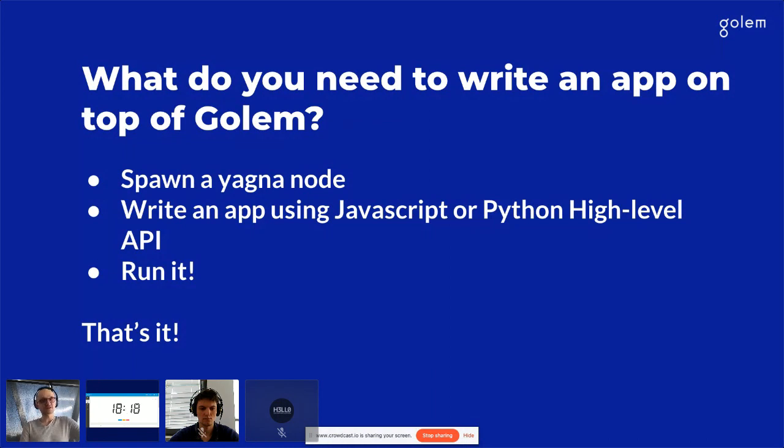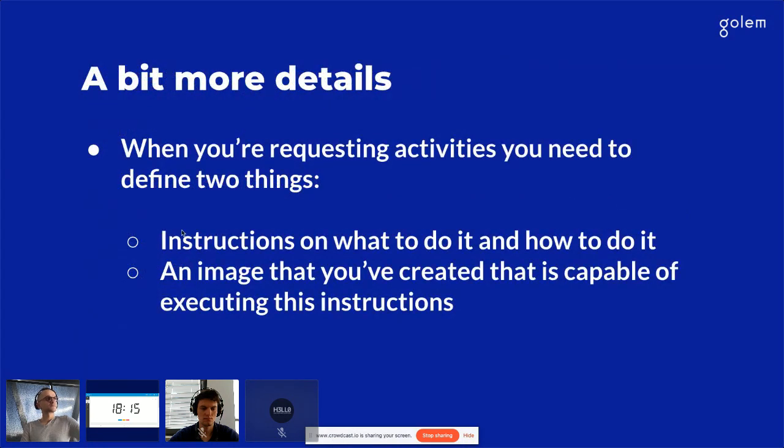Well, there is some more details to it. When you're requesting, you actually need two things. First is the instructions on what to do and how to do it. These are instructions like, okay, this is my data that I want on this provider. This is my code that I want to run on this provider. This is the data that I'm providing. This is the results that I'm fetching.